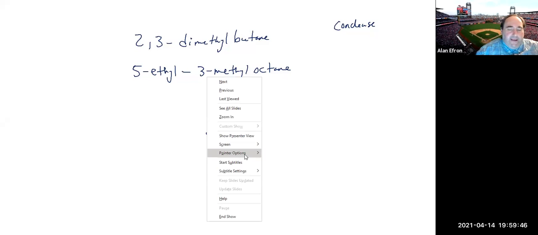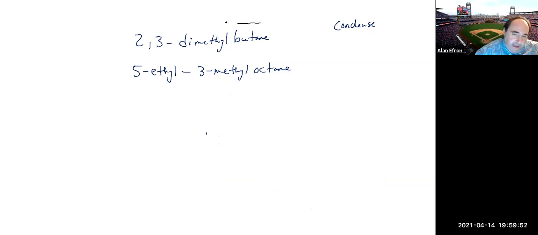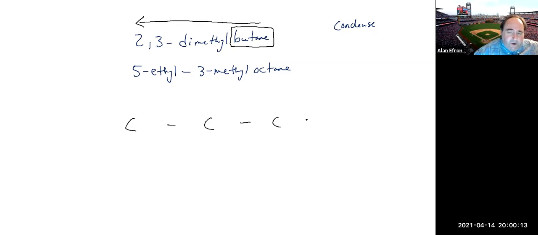Whenever you're given a name, it's always important to work yourself backwards. What do I mean by that? If I dissect this name, I start at the back, and the back part of the name is how many carbons there are. So butane tells me I should lay out 4 carbons. I'm just going to do the carbon skeletal structure. We have 4 carbons in a row. That pretty much takes care of the butane part.